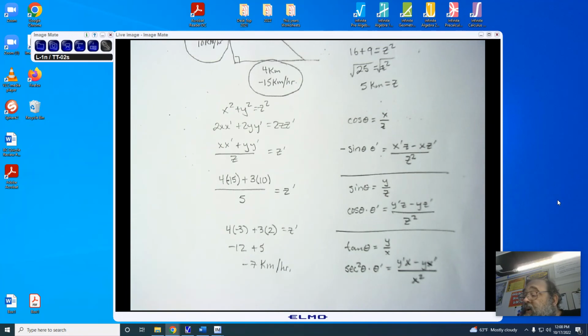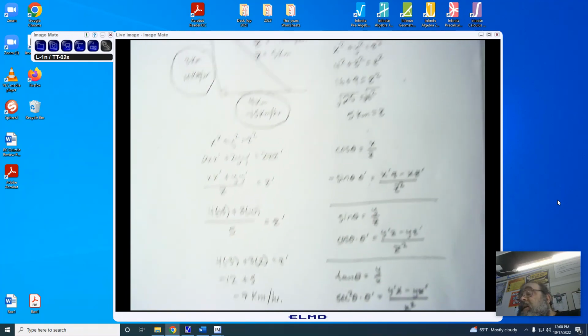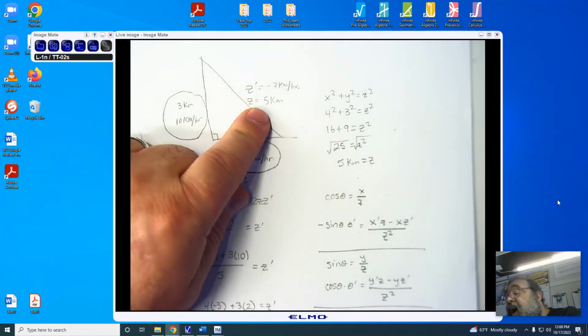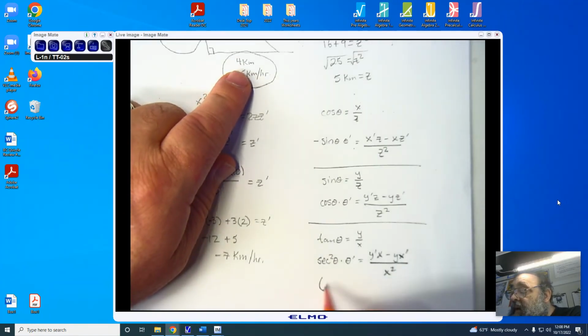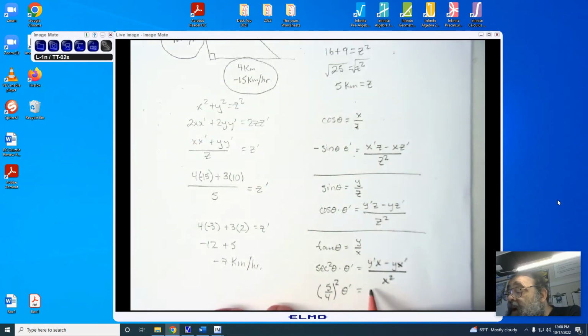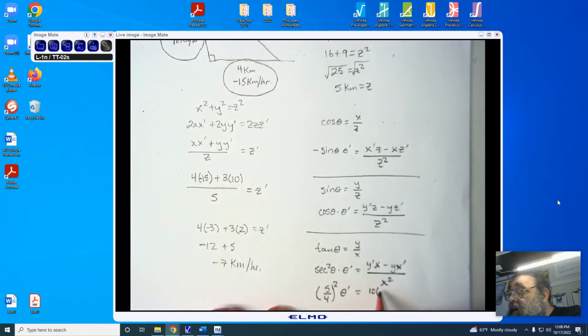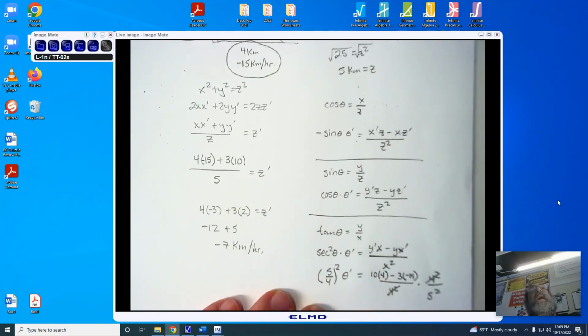Now we know what our secant ratio is. It has to be the hypotenuse 5 over the adjacent side 4, which is going to be 5/4. Now it's squared, and I've got theta prime. I'm going to put all of my information in. We have a 10 times 4 minus 3 times negative 15 divided by 4 squared. And when I take my reciprocal, the 4 squareds are going to cancel, leaving me with a 5 squared in the denominator.